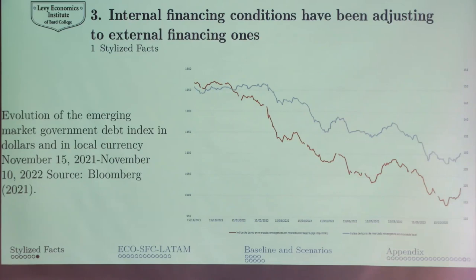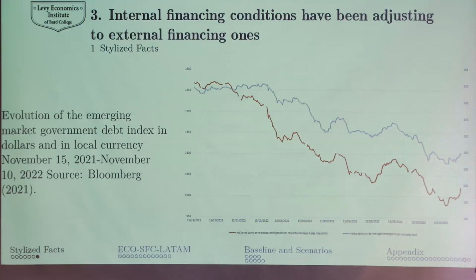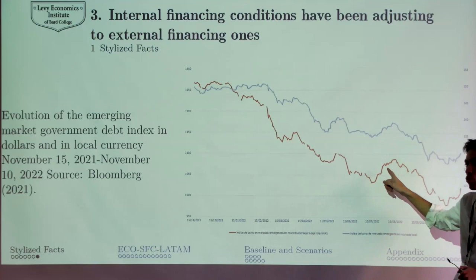Then another stylized fact is that internal financial conditions have been adjusting to the external financial ones, especially in the aftermath of the COVID crisis. Usually it is said that if you borrow in your domestic currency, your risk will be lower because you can always issue debt to repay your standing debt. But it turns out that even this condition, in the mind of foreign investors, is really related to the external ones.